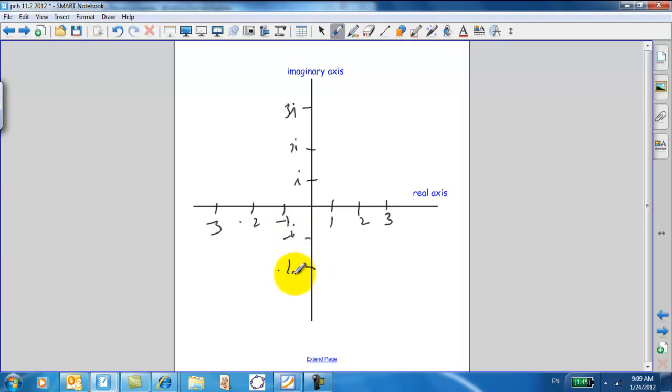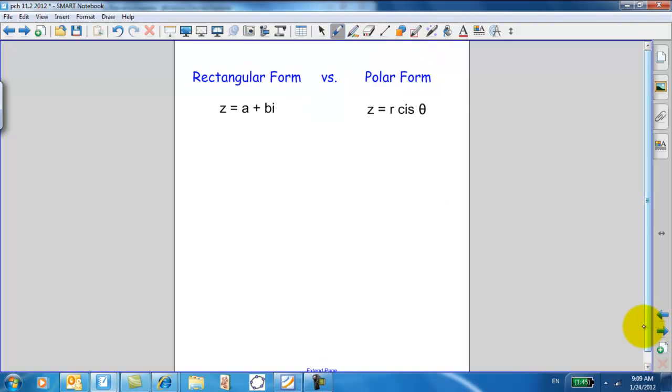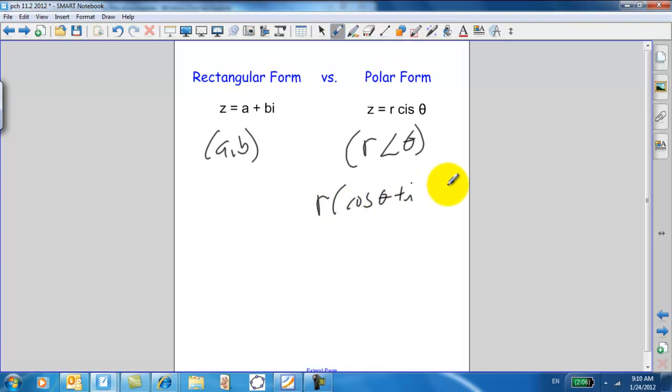-i, -2i, -3i. And so here's your number 2 plus 3i, the complex number 2 plus 3i. We're going to try and represent this in both rectangular form and polar form. In rectangular form, that's a plus bi, sometimes written as a comma b. Polar form is r at an angle of theta, otherwise known as r cis theta, and the cis stands for r times the cosine of theta plus i times the sine of theta. So it's called cis, cosine plus i times the sine. That's why it's cis form.